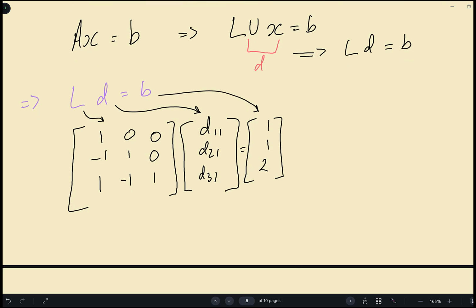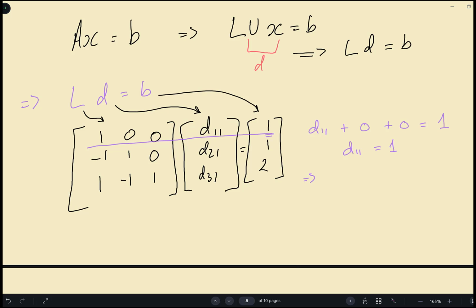Just like we did before, we're going to look at the first row first, because that's where most of the zeros are. Looking at this first row, what we have is d11 plus 0 times d21, which is 0, plus 0 times d31, which is also 0. And this gives us the value 1, as we see here. So d11 is equal to 1.